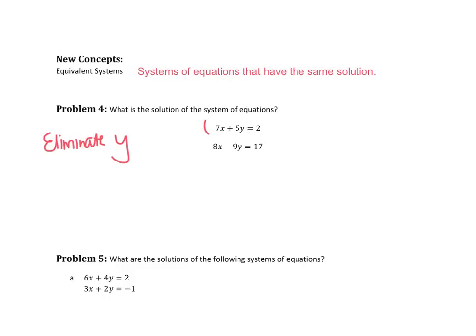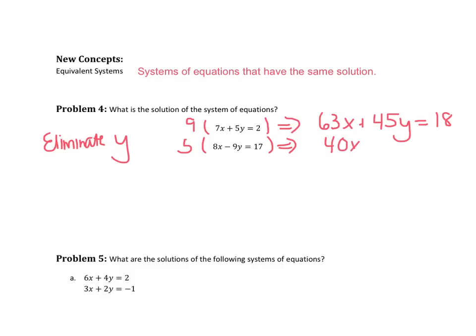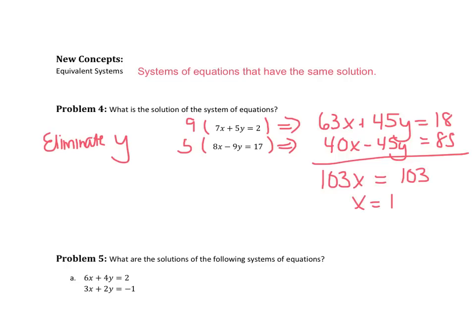So I'm going to multiply the top equation by 9 to get 45, and the bottom equation by 5 to get a negative 45. When I do that, I end up with 63x plus 45y equals 18, and my second equation ends up being 40x minus 45y equals 85. We add those together and you get 103x equals 103, so I get x equals 1.